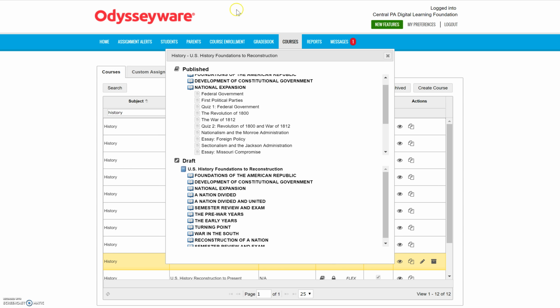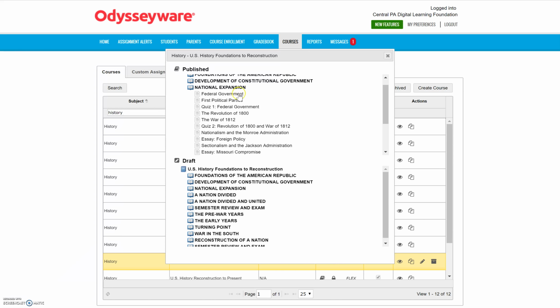Okay, so if you look here, we're going to be completing federal government and first political parties, and we're under national expansion. So we're going to talk about how the United States is expanding now that we fought the revolution and we are forming the government, and we're going to unfortunately get into the War of 1812 and some other different things here. But let's get started today.